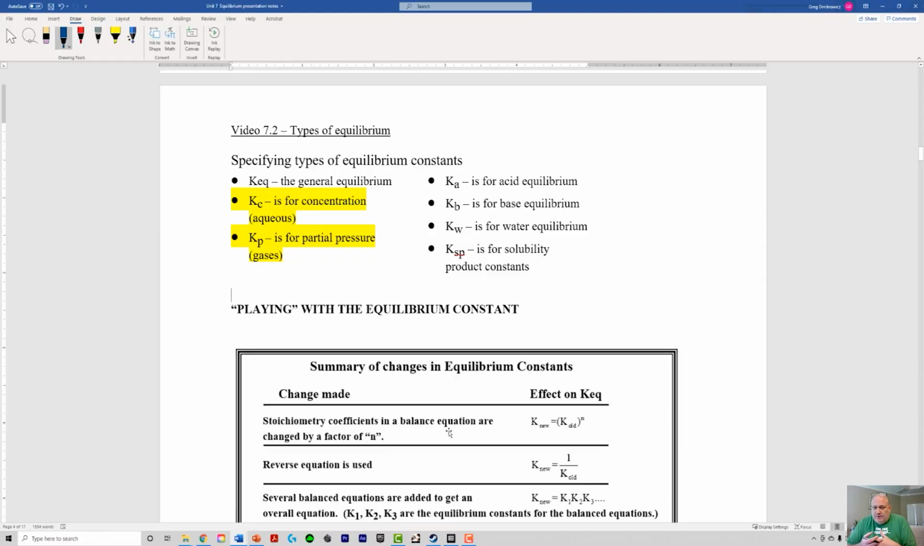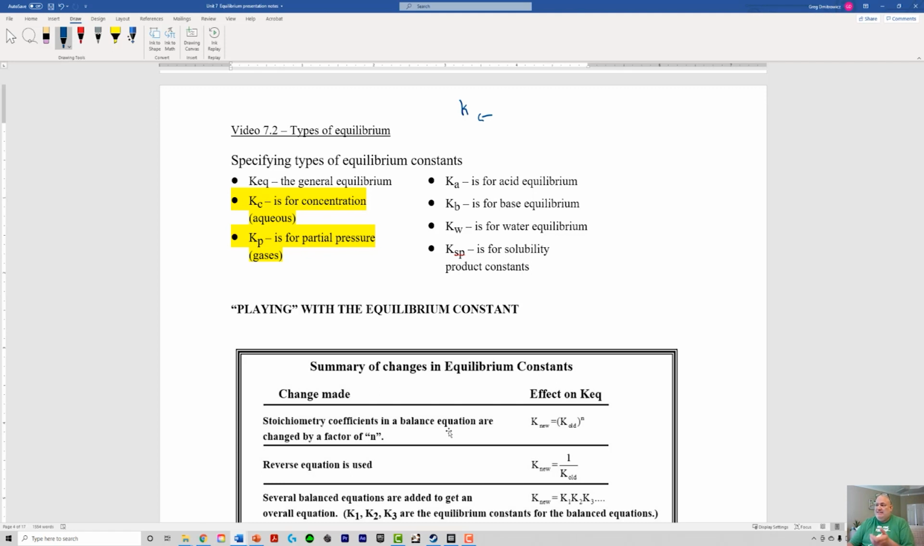Different types of equilibrium, and we're going to focus on two main types of equilibrium problems, but let's just jump right in, shall we? The reality is that whenever we're writing down any K expression, we're always going to have some sort of subscript down below here.